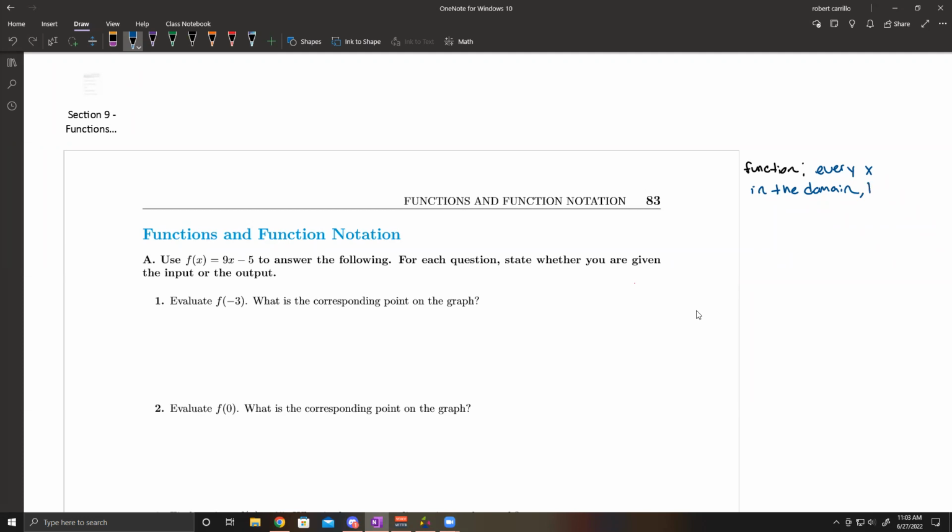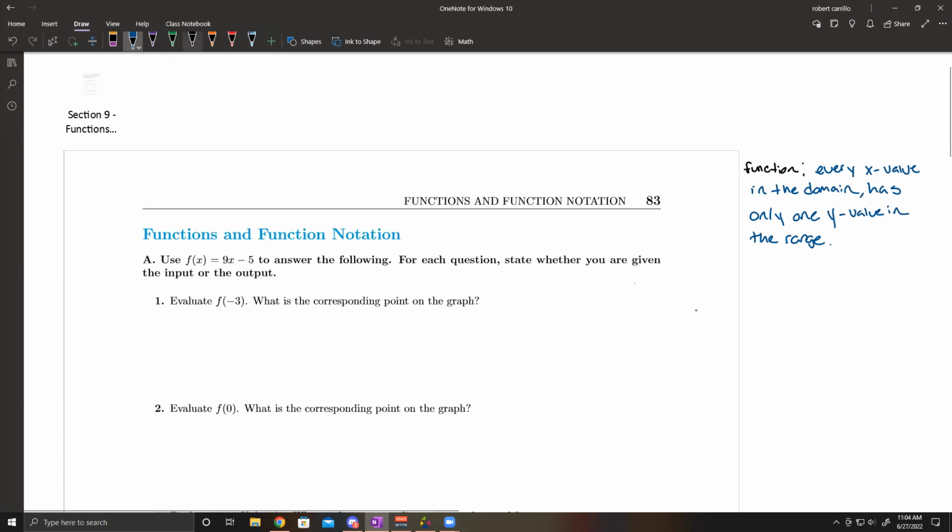Every x in the domain has only one y value in the range. I'll put that up here: every x value in the domain has to have only one y value in the range.